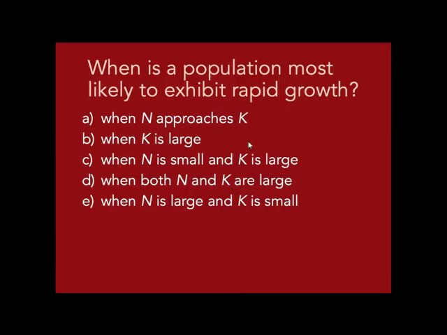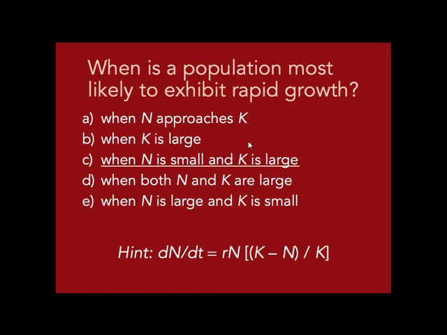When is the population most likely to exhibit rapid growth? Not the first option: when N is approaching K, it's close to the carrying capacity and the growth slows down. What about when K is large? That sounds good, but we don't know how big N is. What about when N is small and K is large? That one sounds good. What about when both N and K are large? That's bad, because the population size is close to carrying capacity. What about when N is large and K is small? Something terrible has happened in that population. So what's the right answer? N is small and K is large.